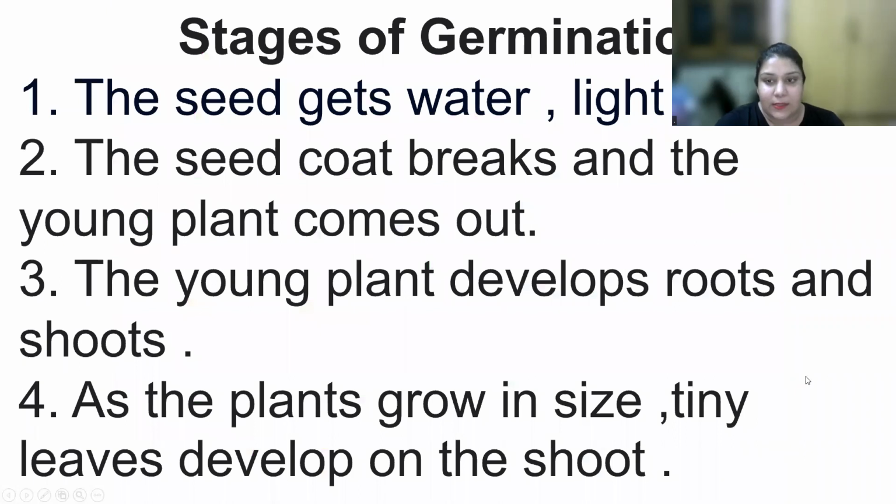So let's discuss the stages of germination. First and the most important part is that the seed needs water, light, and air. When it gets that, the seed breaks and the young plant comes out. The young plant develops root and shoot. The root is the lower part and the shoot is the part above the soil. And then slowly and gradually the plant grows into a big plant. So these are the stages of germination.